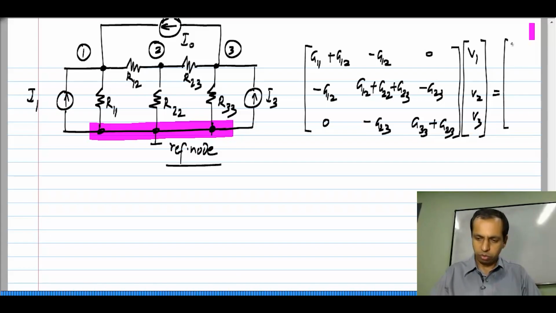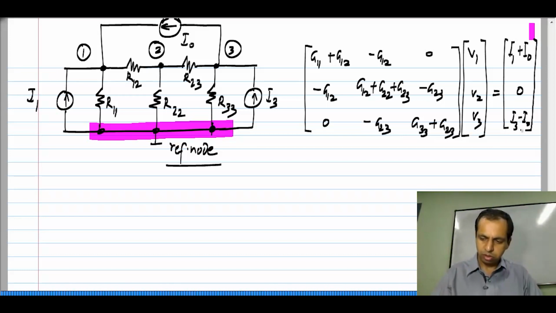total current pushing into node 1, which is I1 plus I0, total current pushing into node 2, which is 0, total current pushing into node 3, which is I3 minus I0.